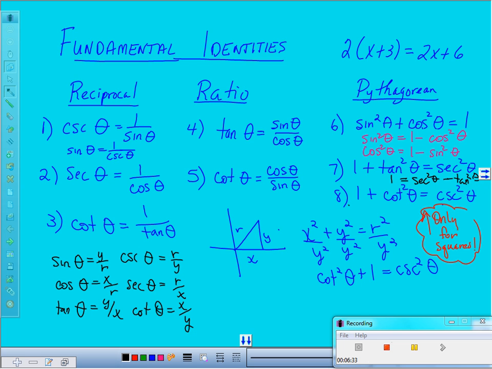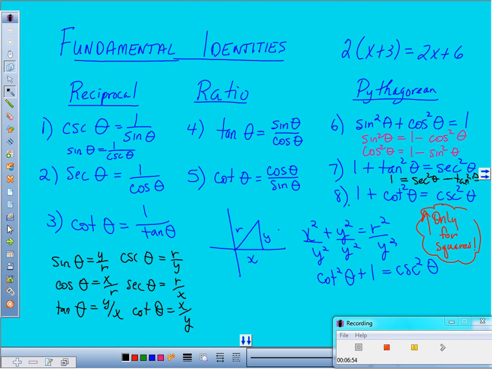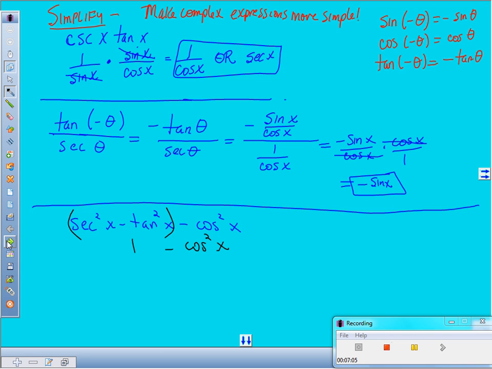So you can now go back to our problem here. Secant squared minus tangent squared, that first chunk is 1. And you still have minus cosine squared left. Well, have you seen 1 minus cosine squared anywhere before? Yes, you'll notice up here on number 6 in pink, I wrote you the different versions of number 6, and there's one of them. 1 minus cosine squared is equal to sine squared. So we can now change this whole 1 minus cosine squared into sine squared. And you now have another simplified answer.